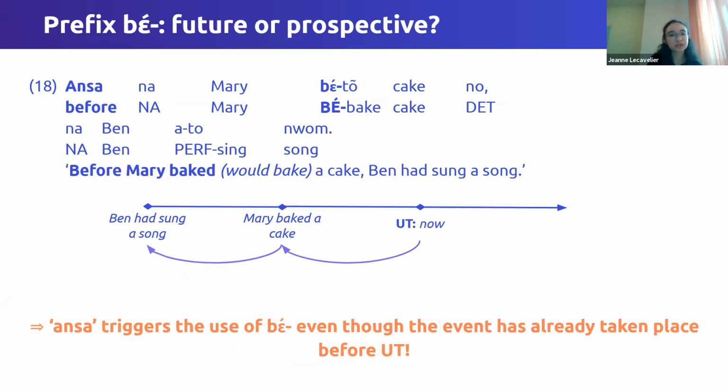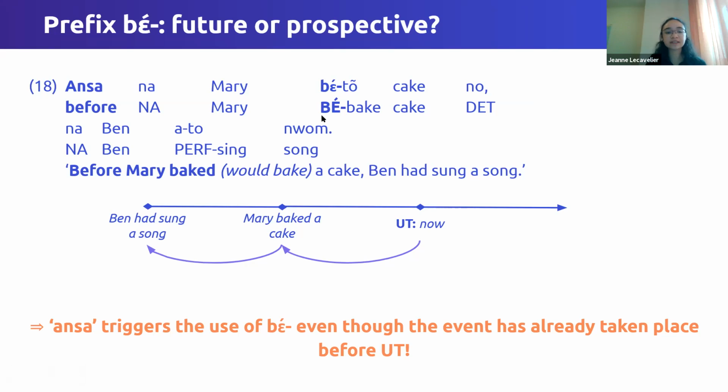What is also interesting with this bay plus high tone is that you can also find it in a sentence which only deals with anteriority, apparently. So you find it on the verb in this sentence: before Mary baked the cake, Ben had sung a song. So you get the reference time, you get Mary baked the cake, and before that, Ben had sung a song. And at first sight, you don't get why exactly you would get bay plus high tone in that context on the baking of the cake.